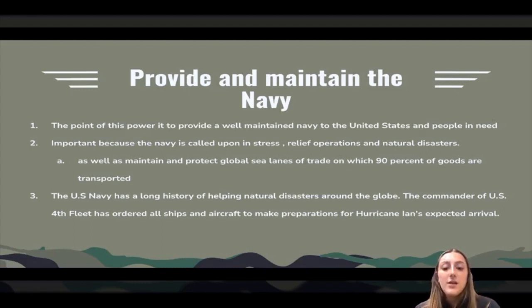The U.S. Navy has a long history of helping with natural disasters around the globe in many different countries. The commander of the U.S. Fourth Fleet ordered all ships and aircraft to make preparations for Hurricane Ian's expected arrival when Hurricane Ian occurred, along with other hurricanes such as Sandy and earthquakes.